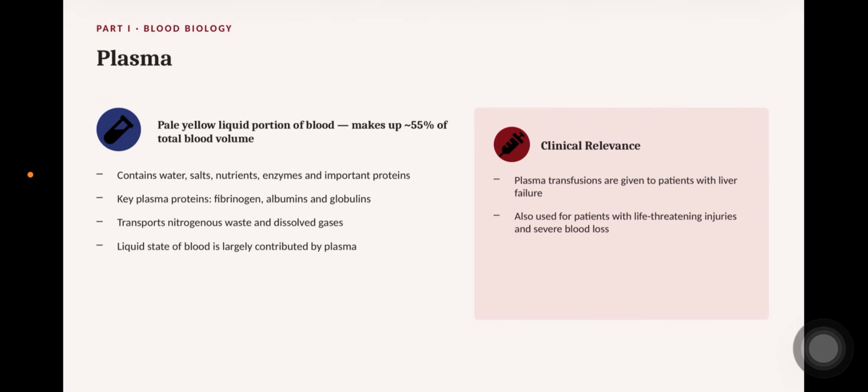Next comes plasma. Plasma is a pale yellow liquid portion of blood that makes up 55% of total blood volume. Now, why don't we simply call it water? Plasma contains far more than water. It contains nutrients, antibodies, hormones, clotting factors, electrolytes, proteins. Water is simply the solvent. Okay, the important proteins of plasma are fibrinogen, albumins, and globulins. It transports nitrogenous waste and dissolved gases. Liquid state of blood is largely contributed by plasma.